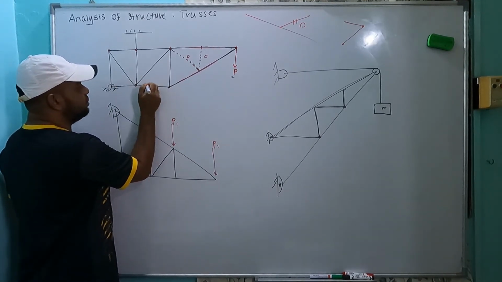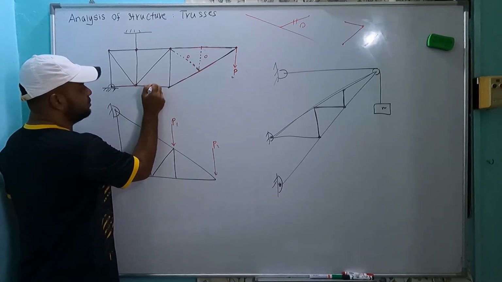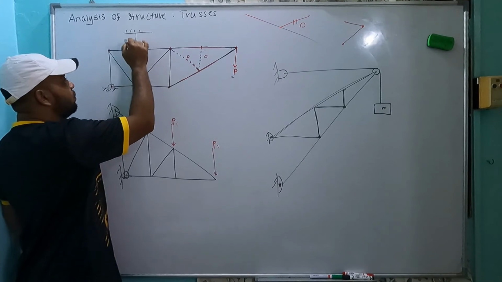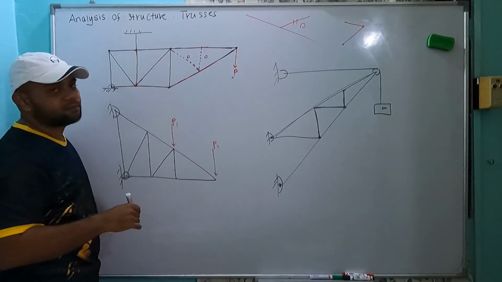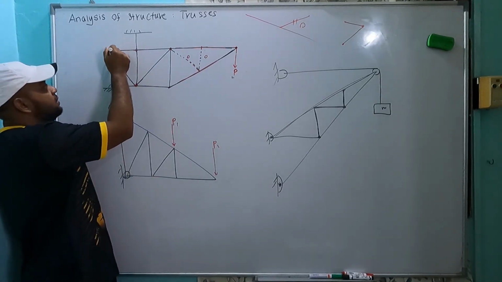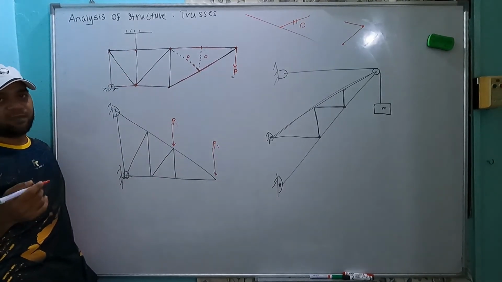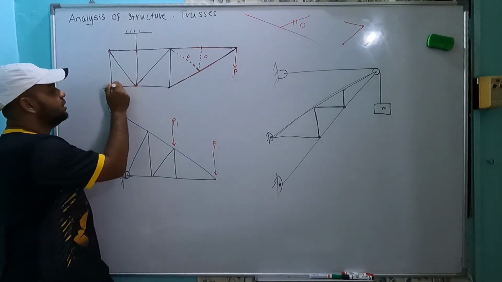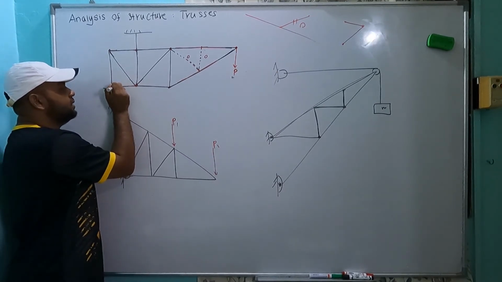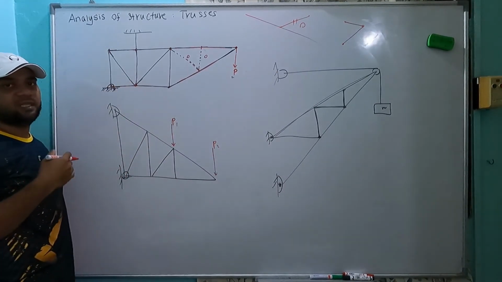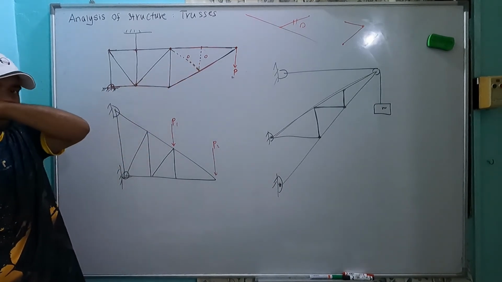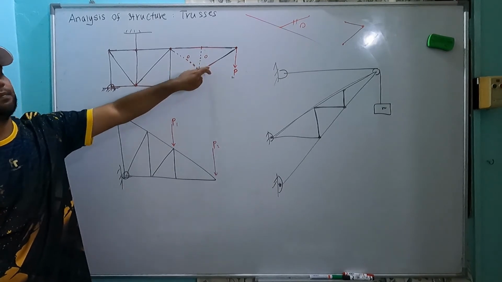From here we have 1, 2, 3, 4, 5. So no. Here we have 1, 2, 3, 4, so it cannot be a zero force member. Here we have 3, but none of them are on the same line of action of force, so it cannot be. Here we have these two, same as this one, but we have another part that holds the component down, so it also cannot be 0. So we have only 2 parts which are zero force members here.